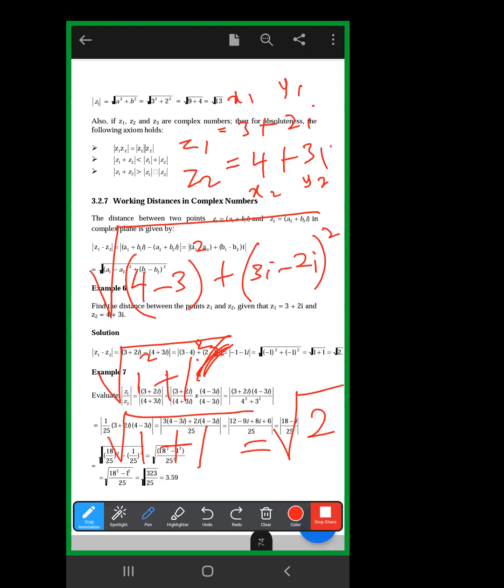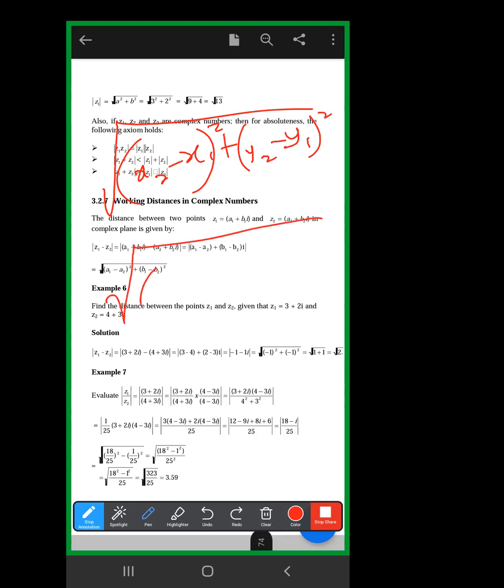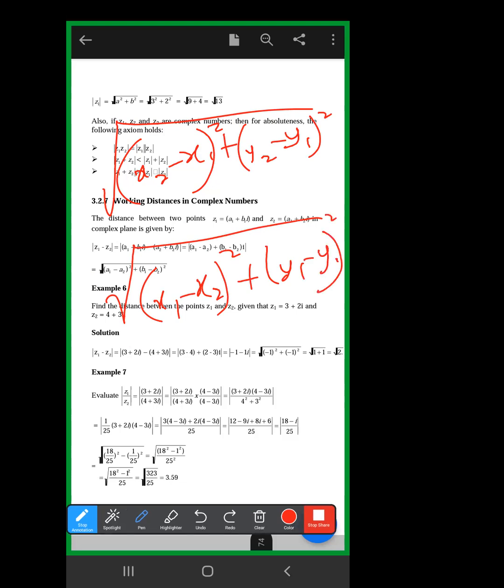There are 2 equations for length or distance between 2 points. What are the 2 equations? The first one I gave you is x2 minus x1, all squared, plus y2 minus y1, all squared. Are you following? Now, the second equation can also be x1 minus x2, all squared, plus y1 minus y2, all squared. Both equations work.